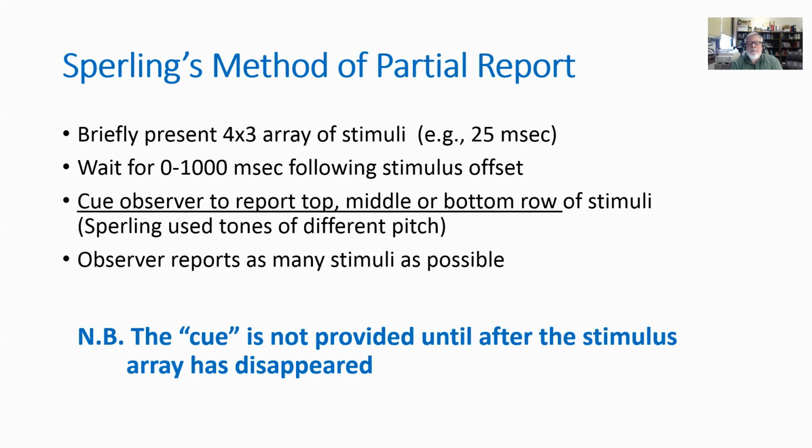Well, you begin by showing your participants an array of stimuli. That array of stimuli usually is a matrix of letters. So you might have a matrix of letters that are 4 columns across, 3 rows down for a total of 12 letters. And then what you do is you very briefly present that array of stimulus letters on the screen. And usually you only present them for about 25 milliseconds.